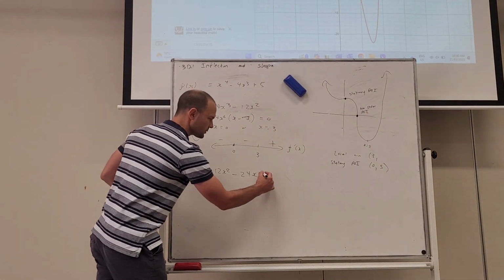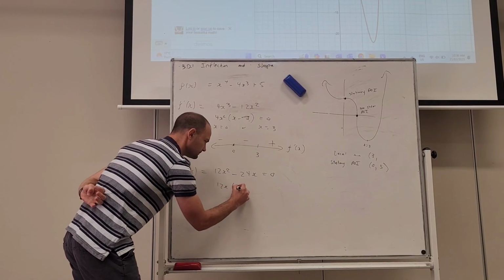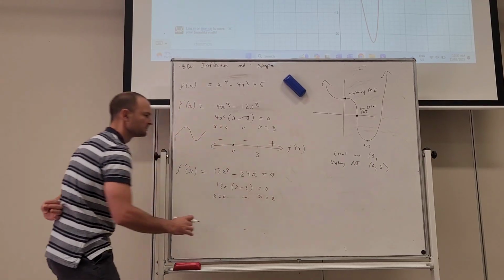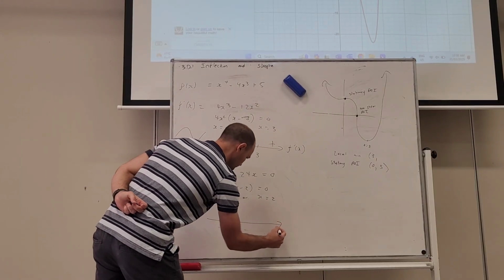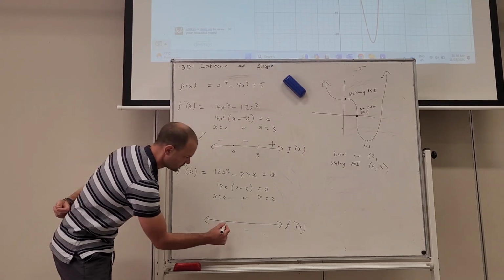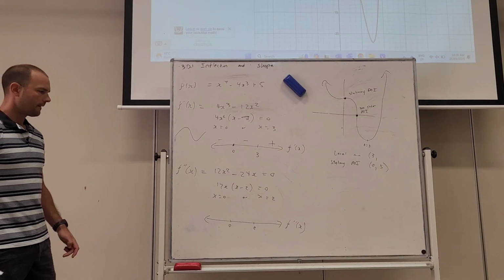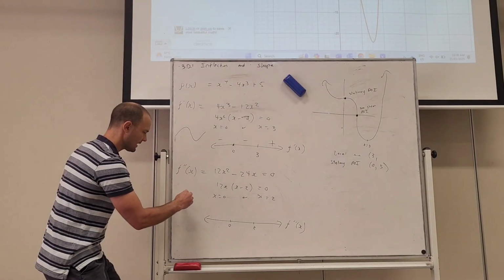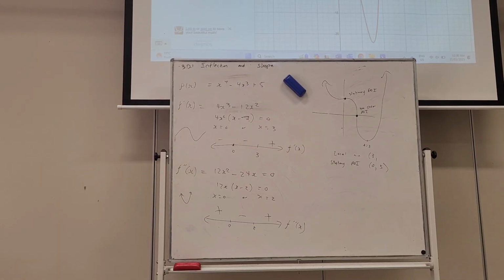If we want to find its roots, we make it equal to 0. We'll factorize 12x. And we get x is 0 or x is 2. So they're the roots of the sign diagram for the second derivative. And this is a quadratic. It has a positive a value, which means it's opening upwards. It's our happy face. So positive, negative, positive. So that's the sign diagram of the second derivative.